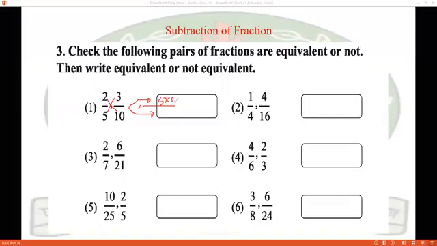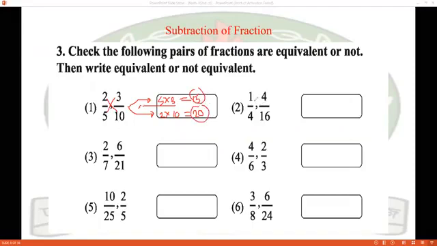5 into 3, we get 15. When multiplying 2 with 10, we get 20. So the two results are not the same. One is 15, another is 20. So they are not equivalent fractions.